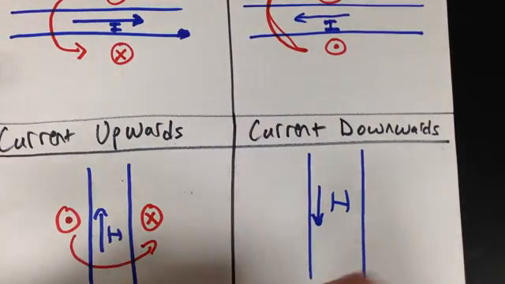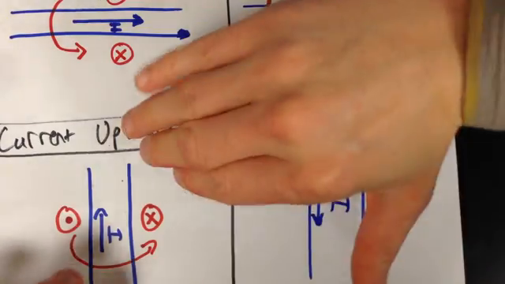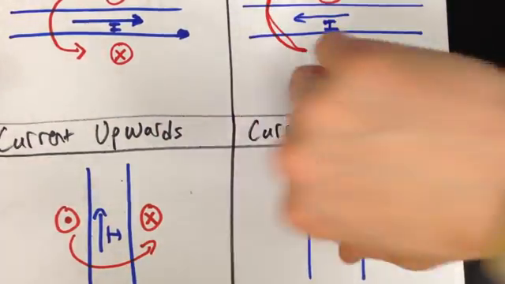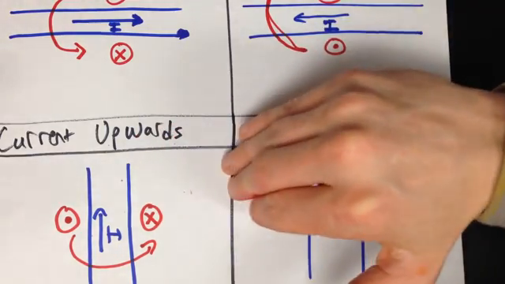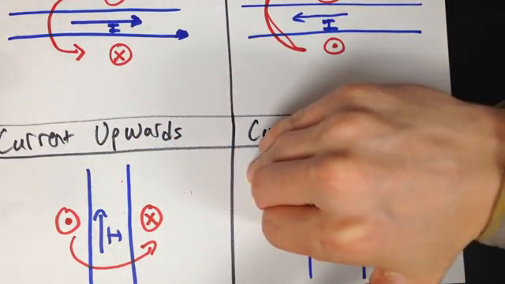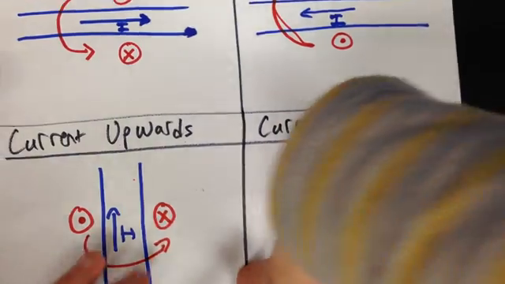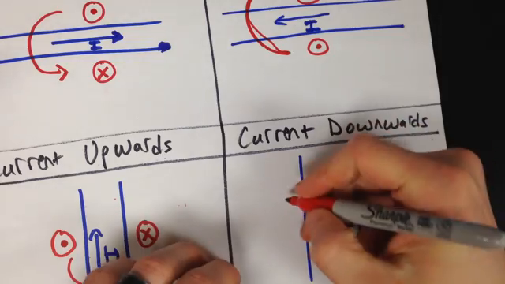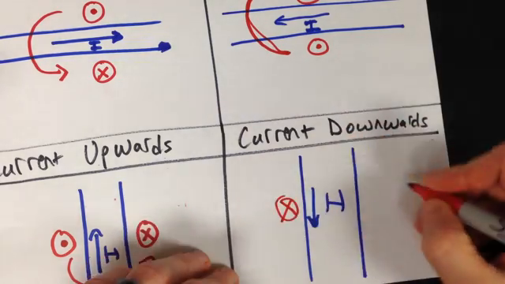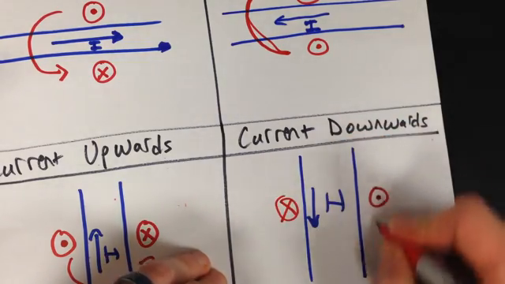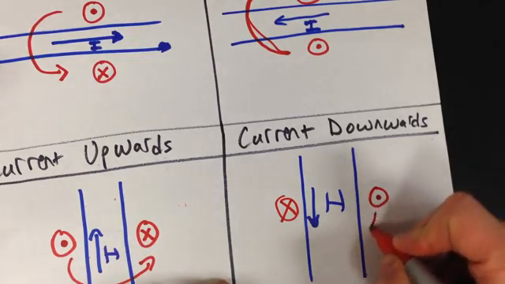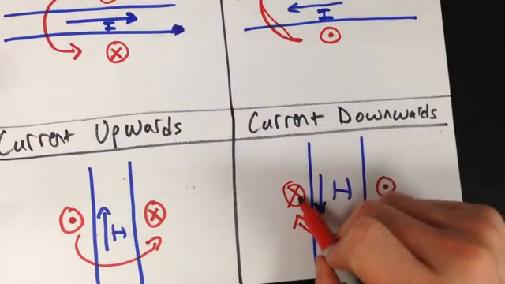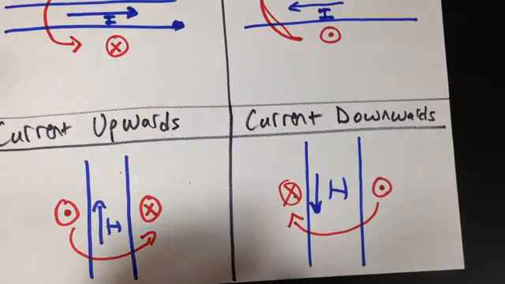And when the current goes downwards, face your thumb down. You could see that on the right side of the wire, they're coming out. On the left side of the wire, it's easy to see that they go into the page right there. So they're going to come out on the other side, like that. They go into the page, that's an X, and out of the page, that's a dot. And you could also draw that to show they go in on the left side and go out on the right.